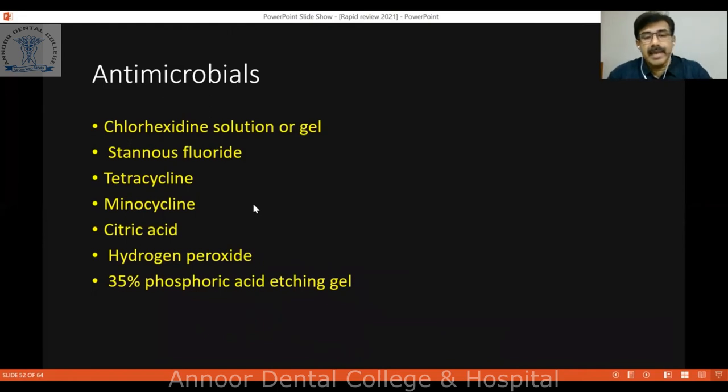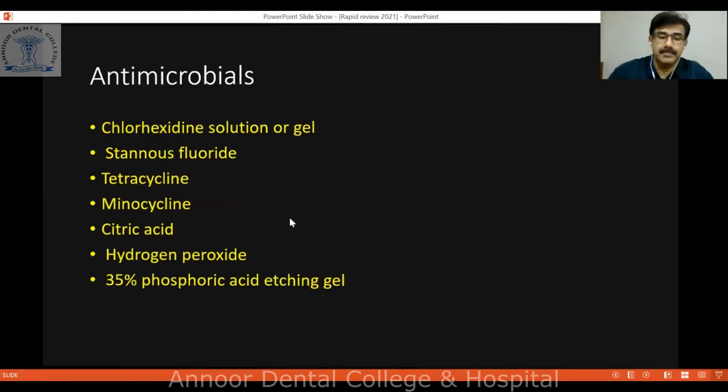Apart from all this mechanical cleansing, you can give antimicrobials also so that you can reduce the microbial load there. So one way by which the implant surface can be cleaned is by applying chlorhexidine gel, stannous fluoride, tetracycline, citric acid, even with saline you can clean. So basically, it is akin to your root biomodification. After you've done a mechanical cleansing, you can decontaminate the root surface, the implant surface, by means of any of these antimicrobials.